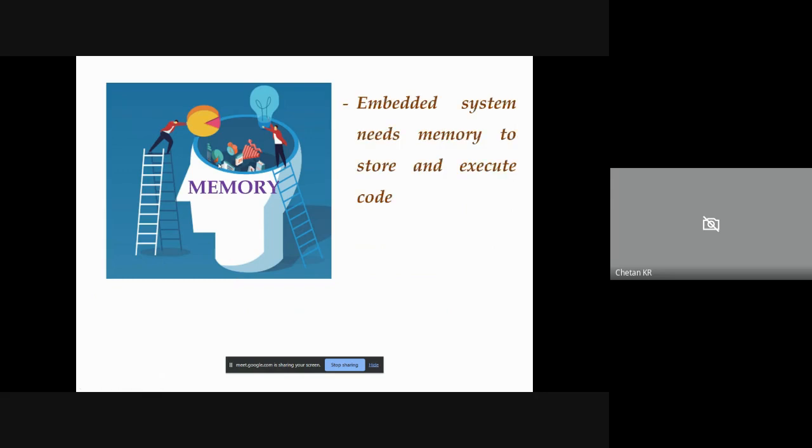So an embedded system needs memory to store. Why is memory required for an embedded system? First of all, what is the need of memory? How to connect ARM and memory we have seen, using the high-speed bus. Next question comes: why do you need memory in the context of embedded systems? Memory is required because it will store and execute the code. Your program has to be kept inside memory and the execution happens inside memory. So memory is required to store and execute the code.